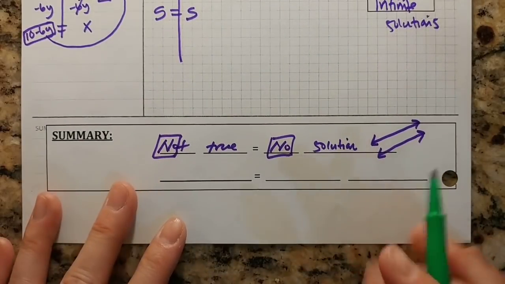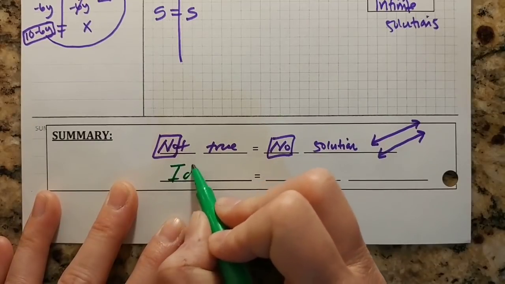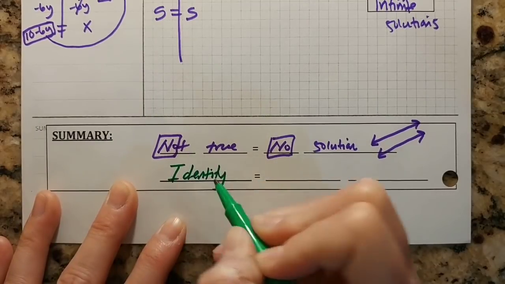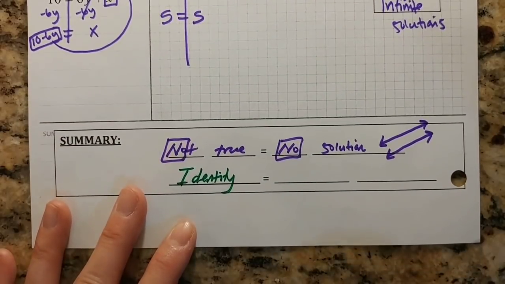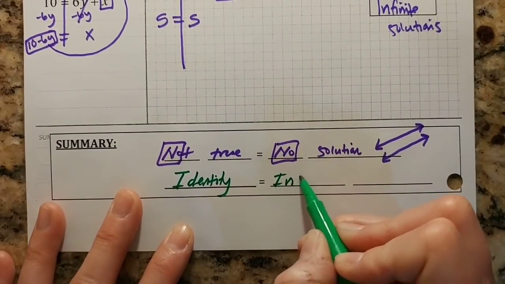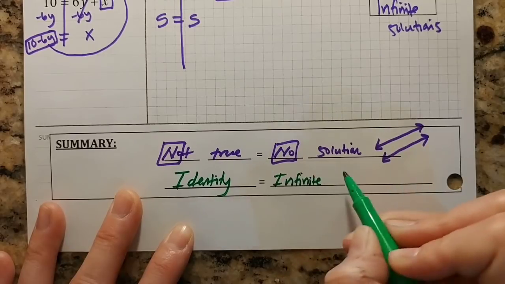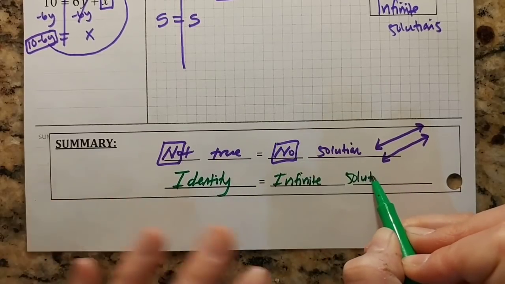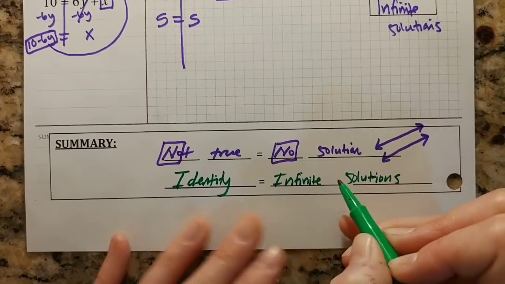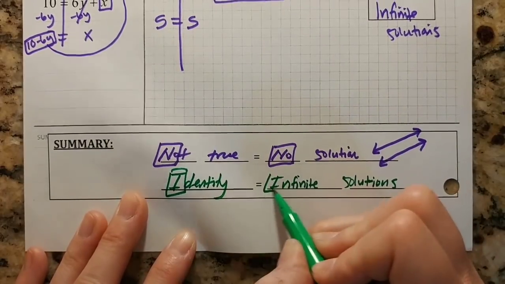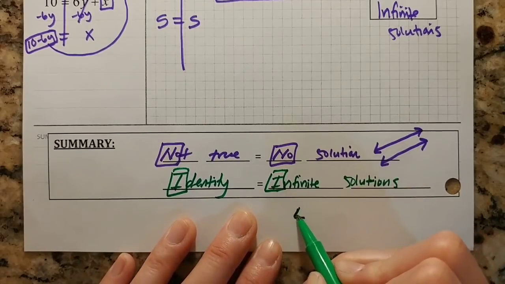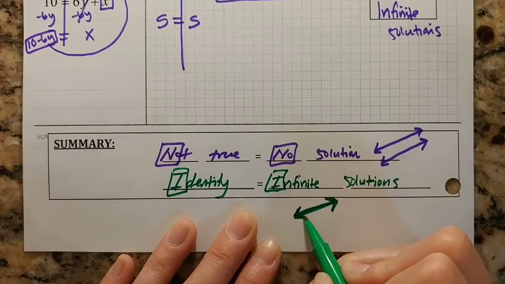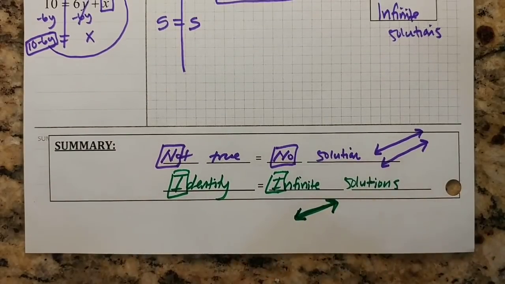Now, what if my variable cancels out and I end up with an identity where like 5 equals 5, like right up here, okay, where they're identical on both sides? That means I have infinite solutions. Remember, these both start with an I. Okay, and again, if it's infinite solutions, that means it's one line, graphed right on top of another line. They're coinciding, they're exactly the same line, so they're going to share all points in common.